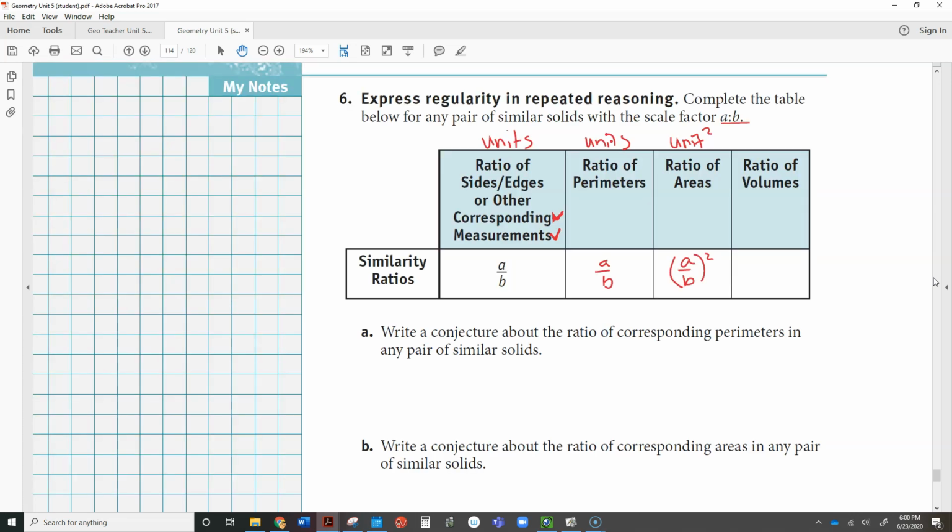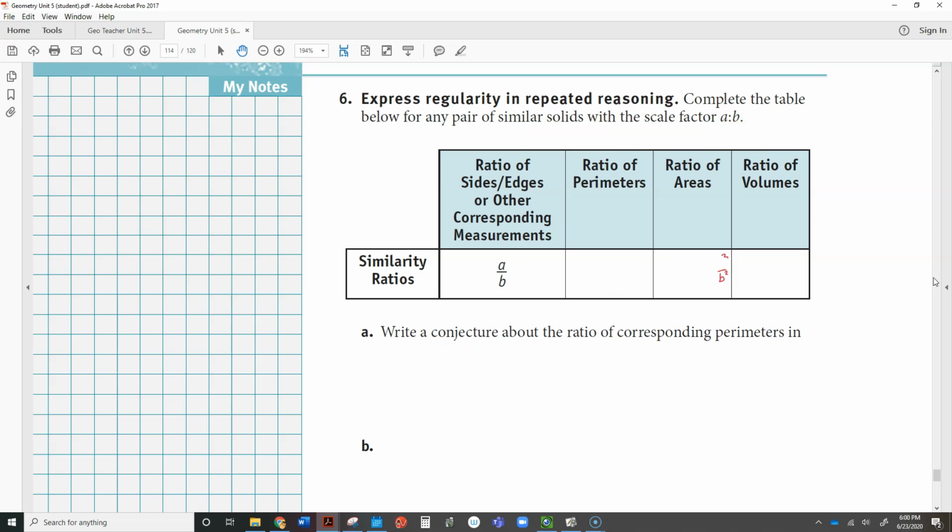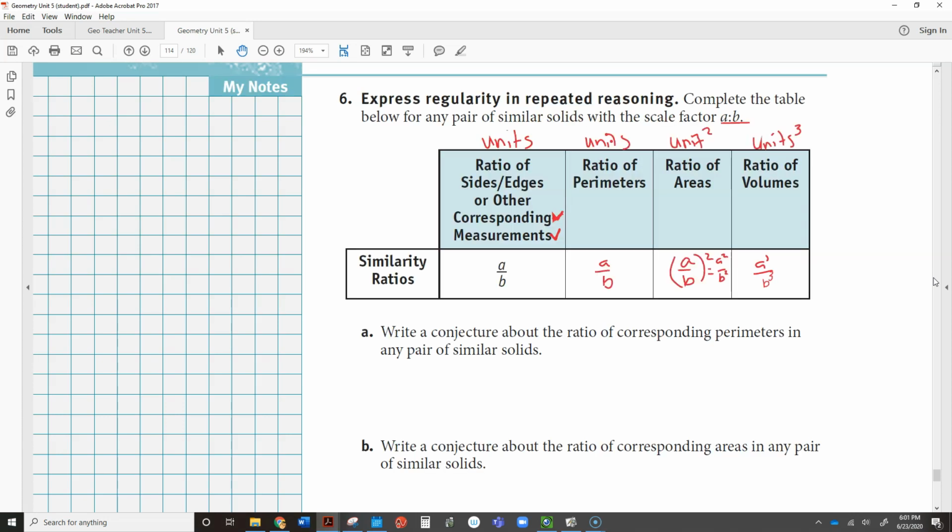All right, and then the last one for the ratio of the volumes. What are your units for volumes? It's units cubed. So since your units are cubed, then your ratio is going to be cubed. And by the way, this is A squared over B squared. I mean, you don't have to leave the 2 on the outside. So it's going to be A cubed over B cubed because you're going to take your scale factor, that came from your corresponding parts, and you're going to cube it. A cubed over B cubed. So this is the answer.